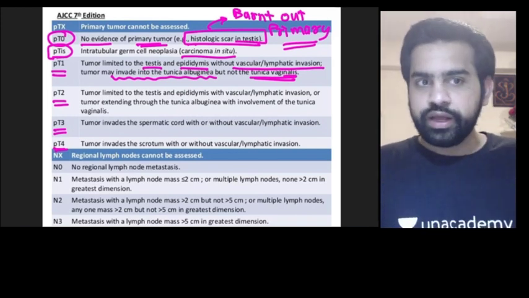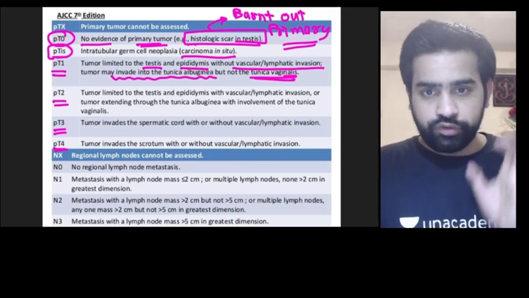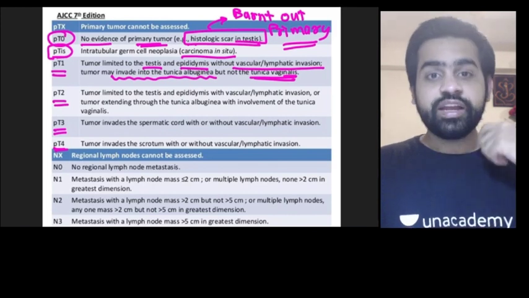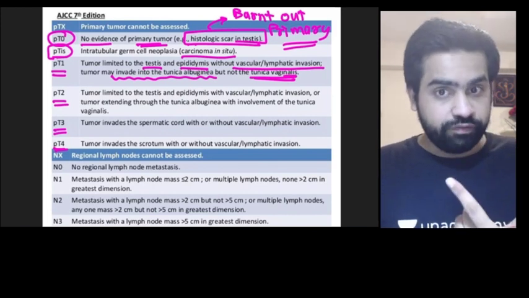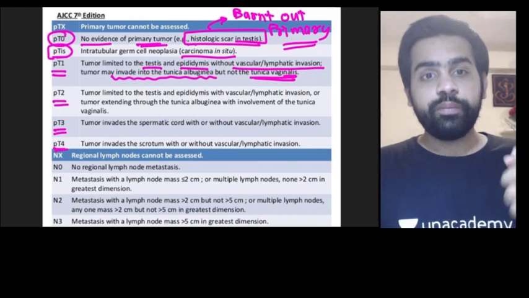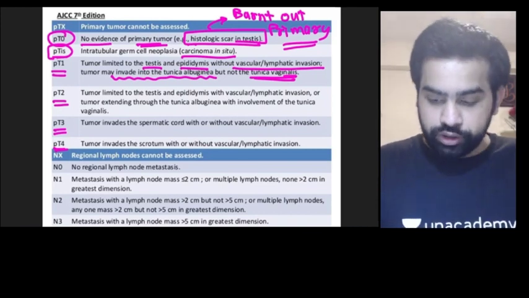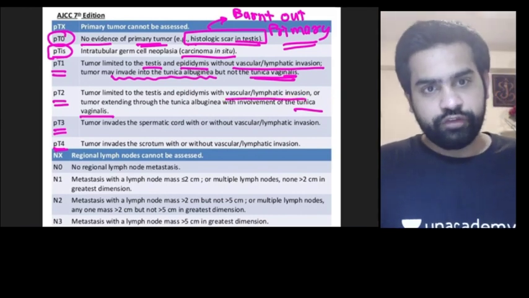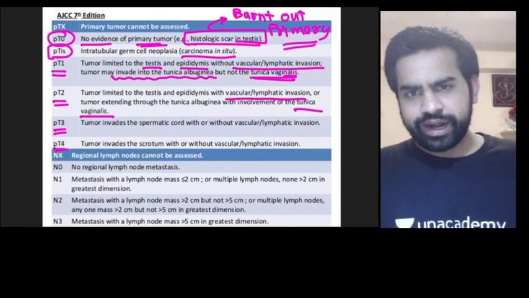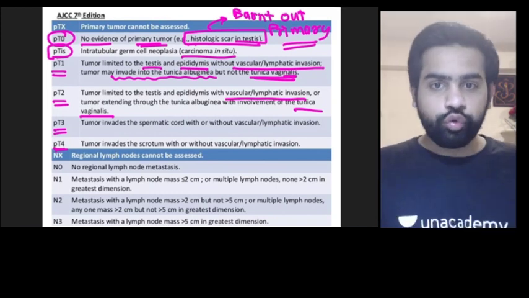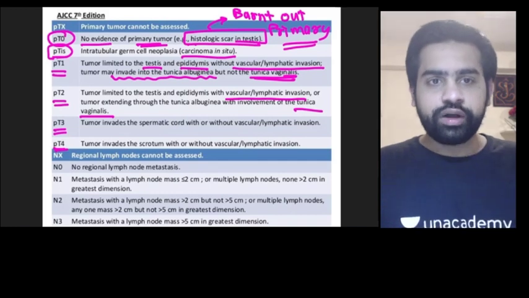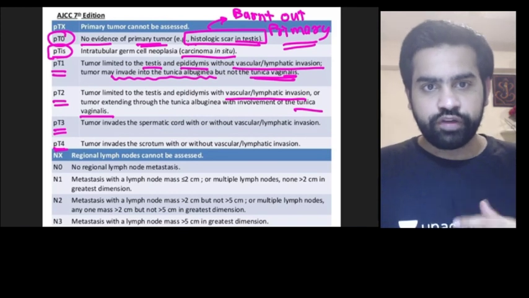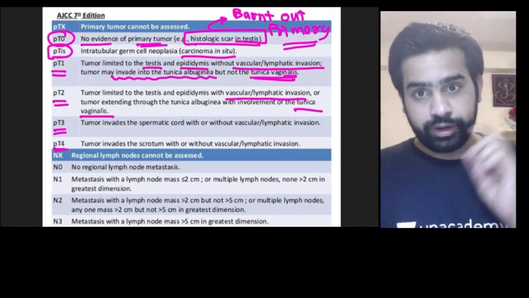What about the PT2? Here everything will be similar. Here also there is a tumor which is confined to the testes and the epididymis. Tunica albuginea, obviously it will be invaded, but here there can also be a vascular and a lymphatic invasion, and here there can also be an involvement of the tunica vaginalis. I hope you get this. PT1, PT2 exactly the same, only difference is in one you do not have a vascular and lymphatic invasion, you do not have a tunica vaginalis involvement, but here in PT2 you do have a vascular and lymphatic invasion, and you do have a tunica vaginalis involvement. I hope you get this.